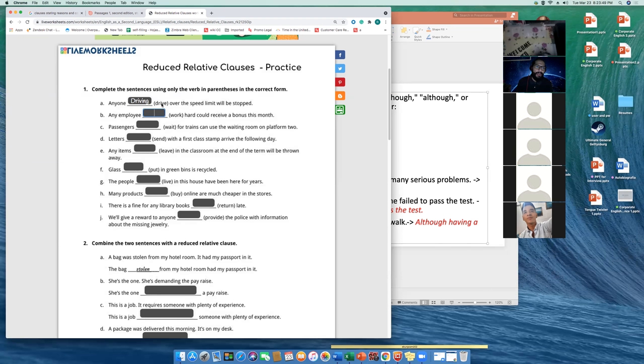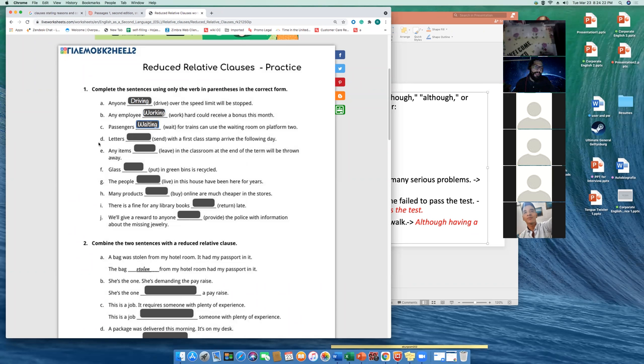Look at the example. We took drive and we converted it to driving. Anyone driving? Working. Yeah, working. There we go. Working, like working girl. All right. C. Next one. Passengers blank and then the verb wait for trains can use the waiting room on platform 2. Waiting.